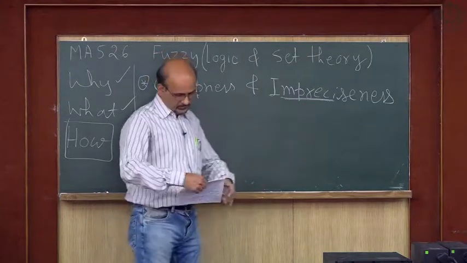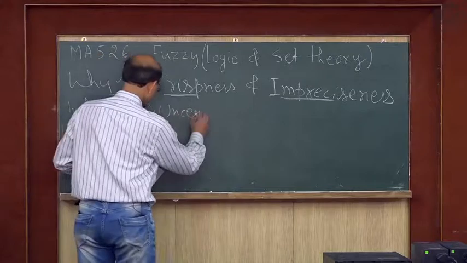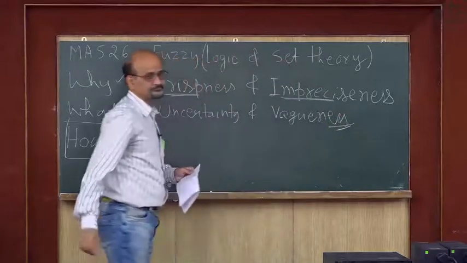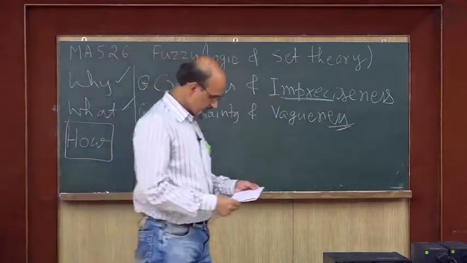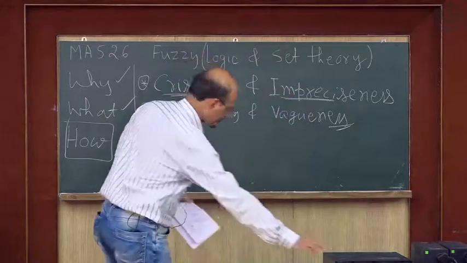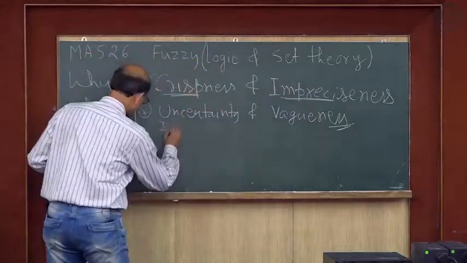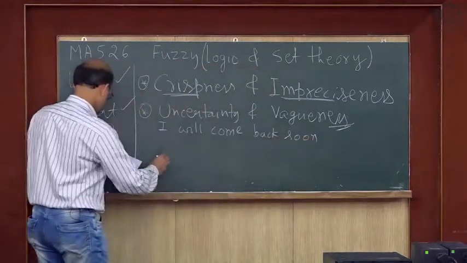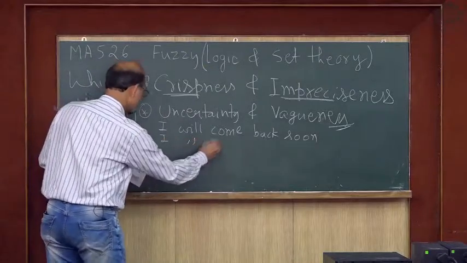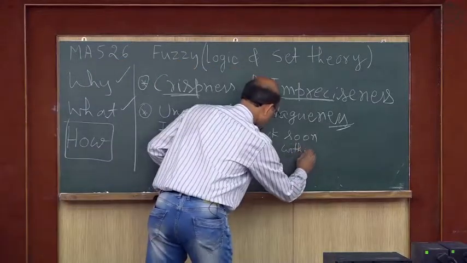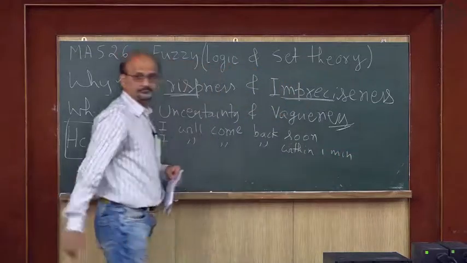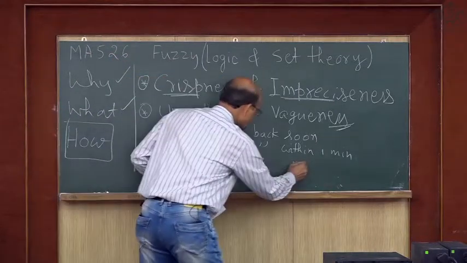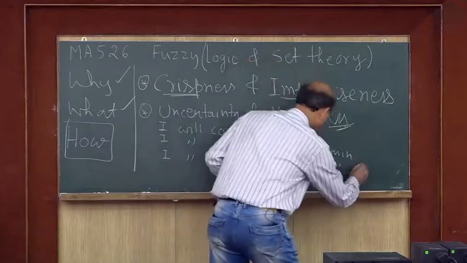Understood? Now comes uncertainty and vagueness. So, if I write, I will come back soon, this is one statement. Next statement is I will come back within 1 minute. This is another statement. Third sentence is I will come back within 1 minute from 2 p.m.